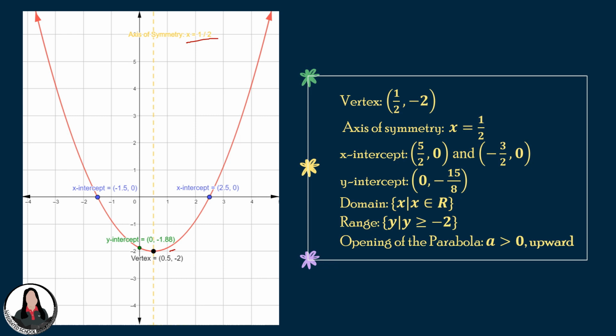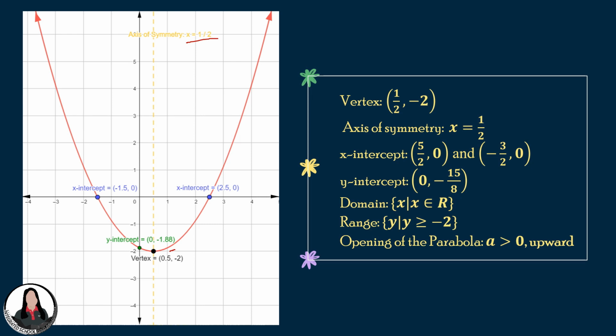y-intercept, so sabi ko nga sa inyo, may mga pagkakataon na hindi basta-basta makikita ang value ng y or x-intercept unless you solve for it. Okay? So, that's negative 15 over 8. That is actually negative 1.875, but to round it off, that's negative 1.88.